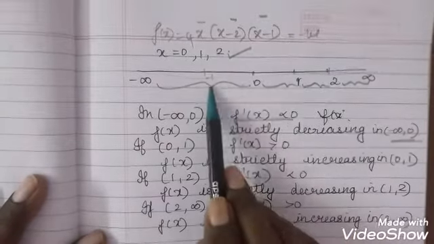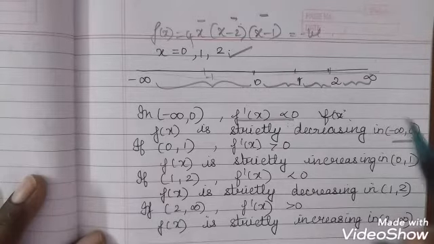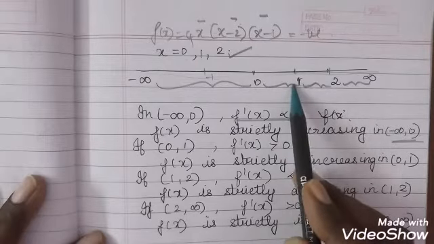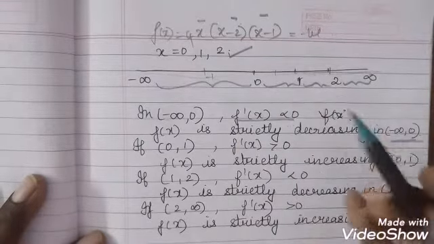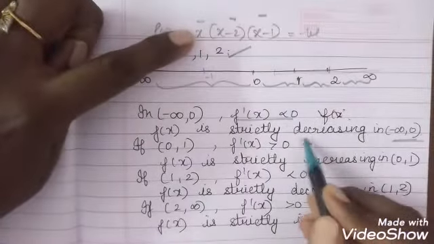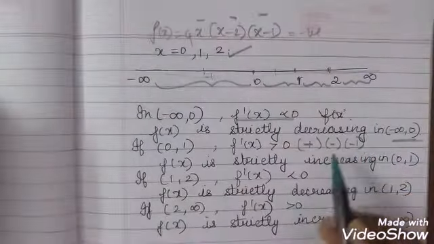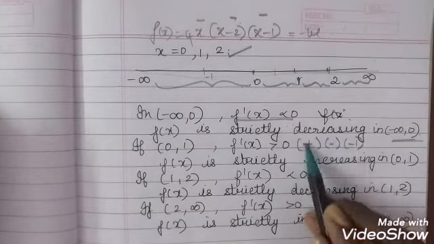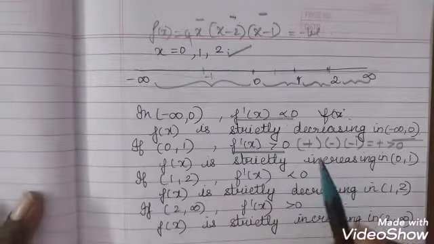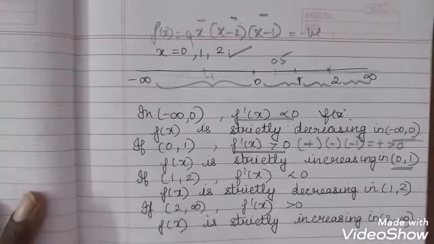Correct? Now the next one, that's the next one you have here. So in the interval 0 comma 1, between 0 and 1, if I take any one value, maybe I can take 0.5 or something like that. If I take it, what will I have here in the interval 0 comma 1? Here you will have positive, here it is negative, here again it is negative. This is what you have here. So minus into minus is plus, plus into plus is nothing but plus. So it is greater than 0. That's why I have written f dash of x is greater than 0. And therefore it is strictly increasing in the interval 0 comma 1.